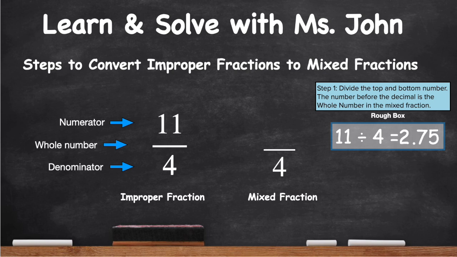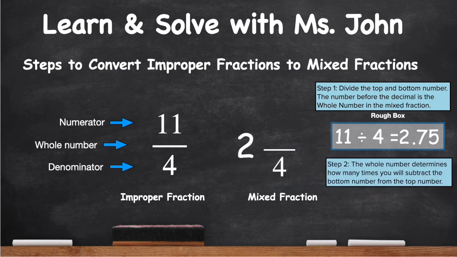2.75. So we have 2.75. Like it says, the number before the decimal is the whole number in the mixed fraction. So in this case, it will be the 2. So the 2 is the whole number. And remember, whole numbers cannot have decimals in them. So now we're going to do step number 2. The whole number determines how many times you'll subtract the bottom number from the top number. So in this case, we're going to subtract 4, which is the bottom number, from the top number, which is 11, 2 times.